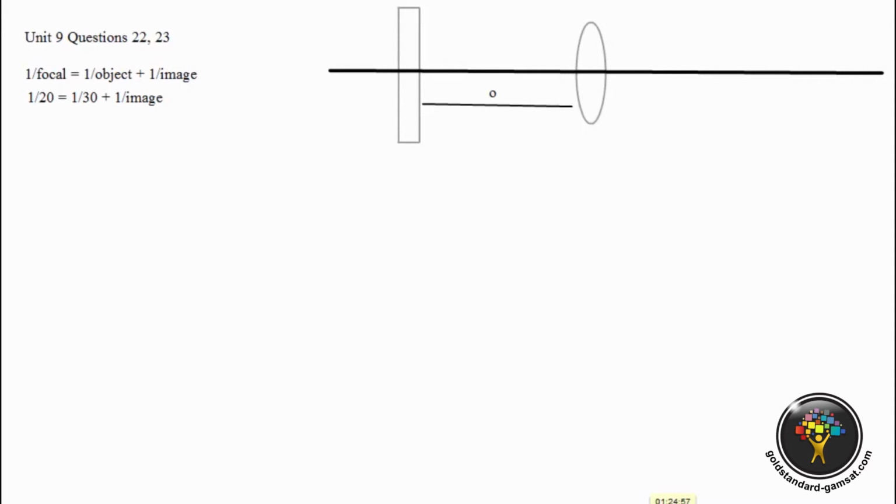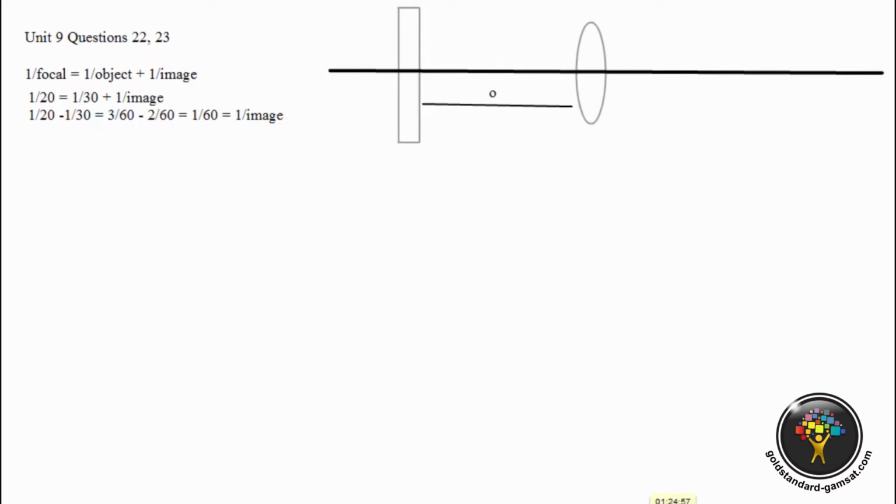So now I'm going to take the 1 over 30 and bring it over to the left side. So minus 1 over 30 on both sides, okay? And so we get 1 over 20 minus 1 over 30. And now I want a common denominator. 60 would be the common denominator. So I would have 3 divided by 60 minus 2 over 60, and that is equal to 1 over 60, which is equal to 1 over the image. Now, you see there's no calculation really necessary at this point. 1 divided by 60 is 1 over the image. That means the image is 60. The image has to be 60.